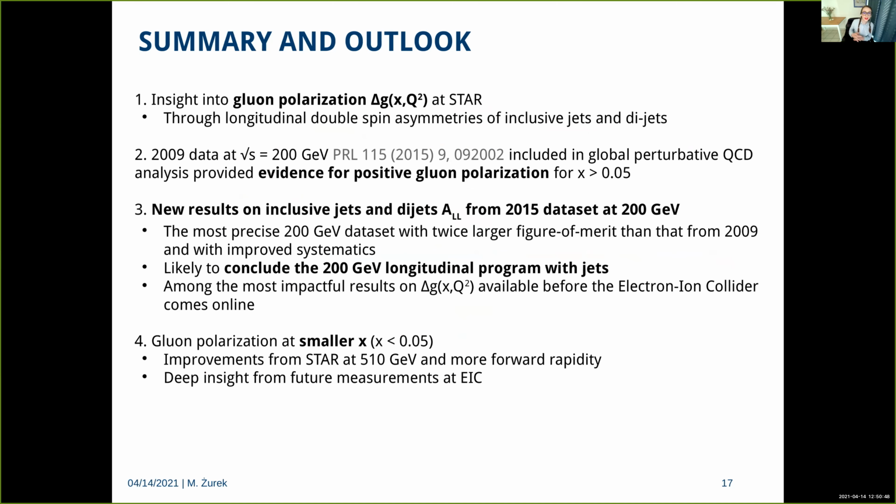Great, and this brings me to my summary. With jets at STAR, we can get insight into the gluon polarization, the gluon helicity distribution. 2009 data, while included in global fits, provided evidence for positive gluon polarization at x higher than 0.05. The new results on inclusive jets and dijets are coming from the 2015 data set at 200 GeV, and this is the most precise 200 GeV data set, which will most likely conclude the longitudinal program with jets at 200 GeV at STAR. Further insight into the gluon helicity distribution at lower x will come with the near-term improvements from STAR at 510 GeV, and the deep insight will come from future measurements at the EIC.